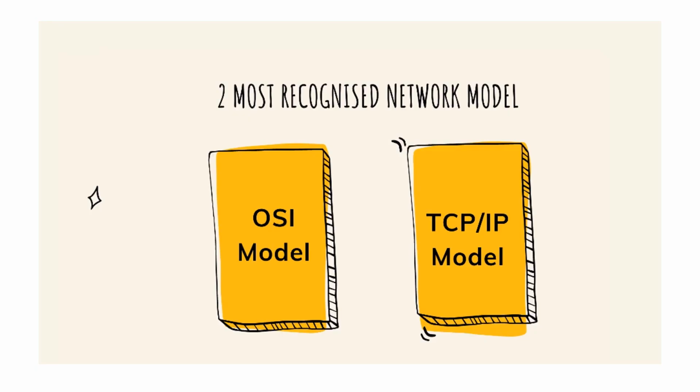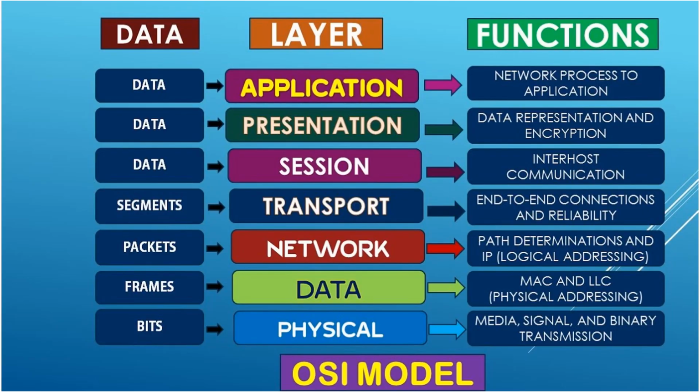Alright, there are two most recognized network models. One is the Open System Interconnection model ataupun dikenali sebagai OSI model, dan yang kedua dia dikenali sebagai internet model ataupun we call sebagai TCP/IP model. So kita pergi tengok dekat OSI model.